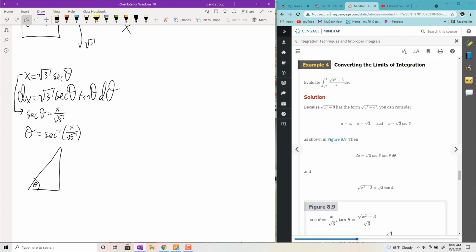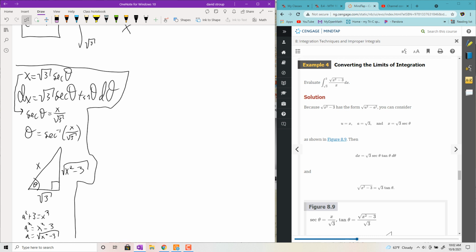So here's my theta. Secant is 1 over cosine, so it's going to be hypotenuse over adjacent. And then the third side from the Pythagorean Theorem, you get a squared plus 3 squared... 3 equals x squared, so a squared equals x squared minus 3, so a equals square root of x squared minus 3. So this side will be square root of x squared minus 3. Okay, so there's all my material.